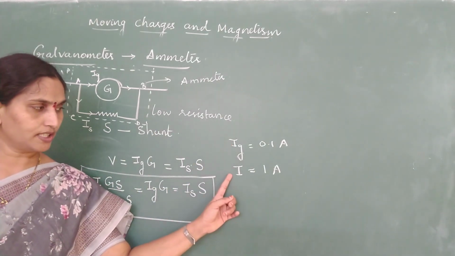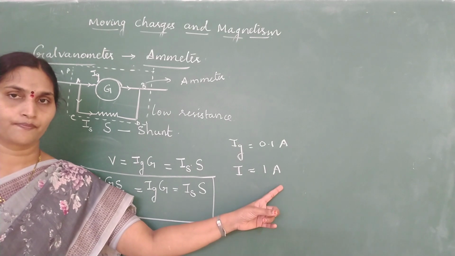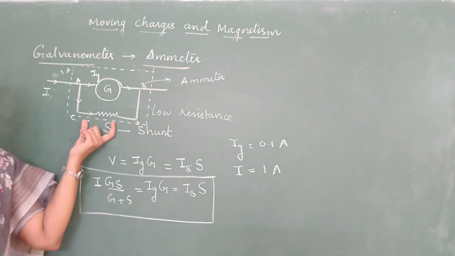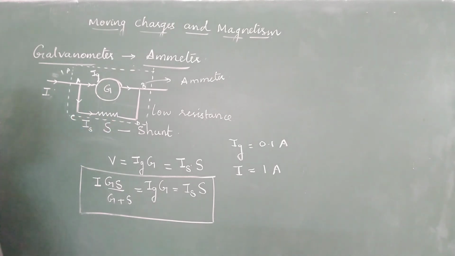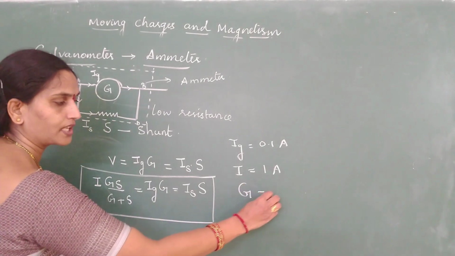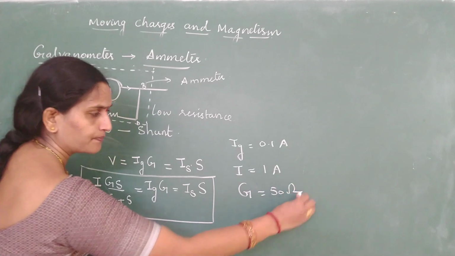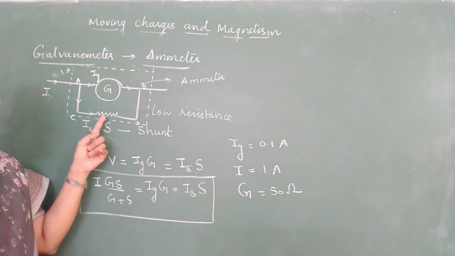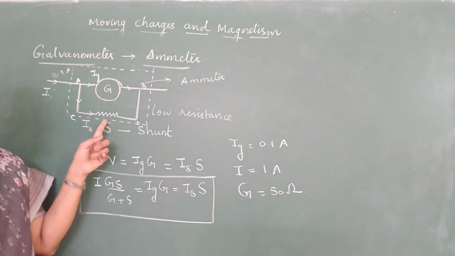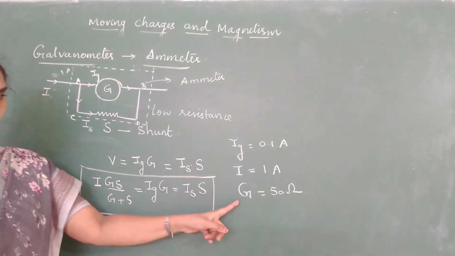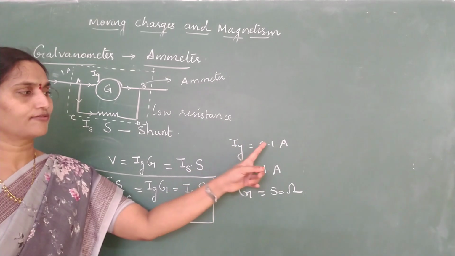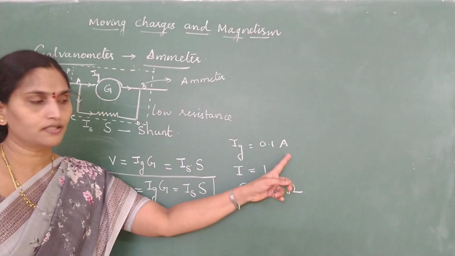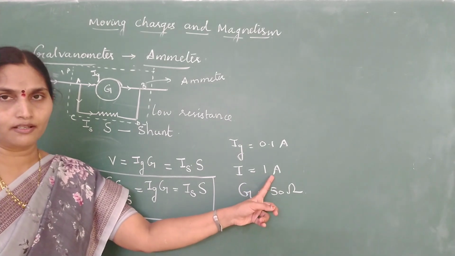We want to convert it into an ammeter of 1 ampere. Then the first question is, what shunt should I add across this galvanometer? Say galvanometer resistance, I am taking it as 50 ohms. The values will be given to you. This is an example. First calculate what shunt should I add across the galvanometer so that you can convert it from a 0.1 ampere range, 0 to 0.1 ampere range, to 0 to 1 ampere range.